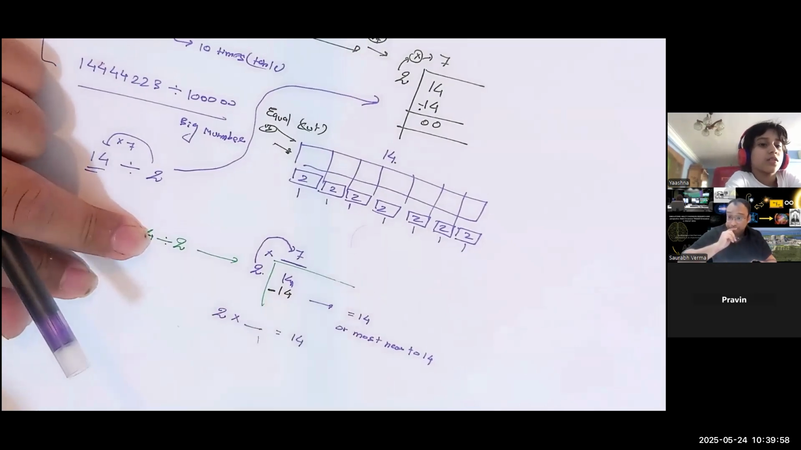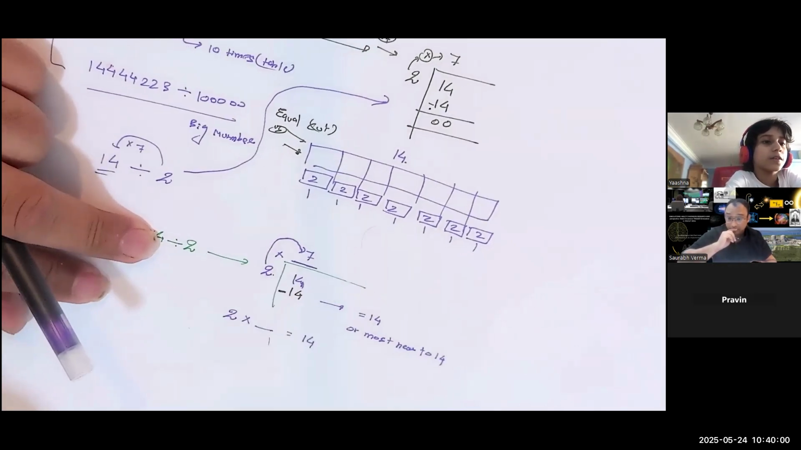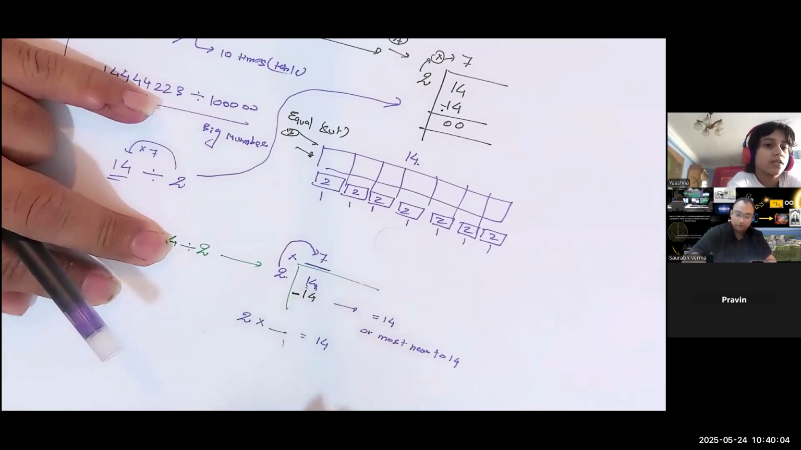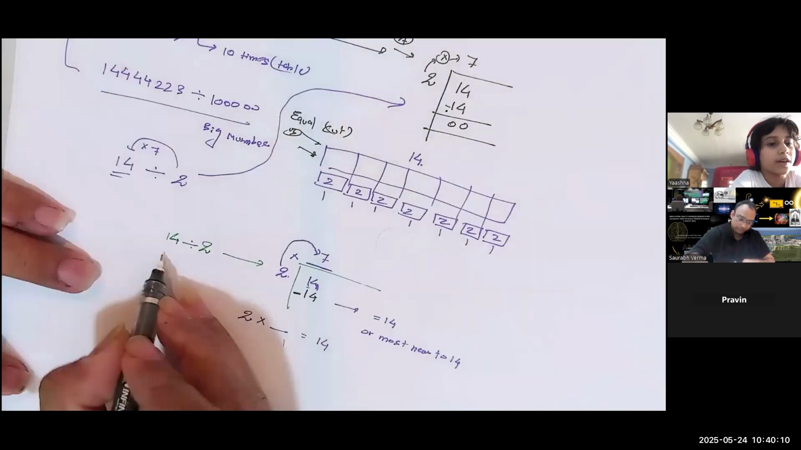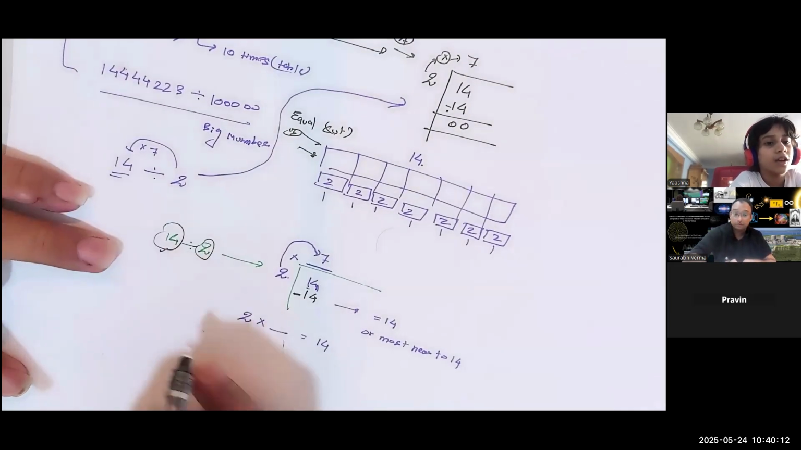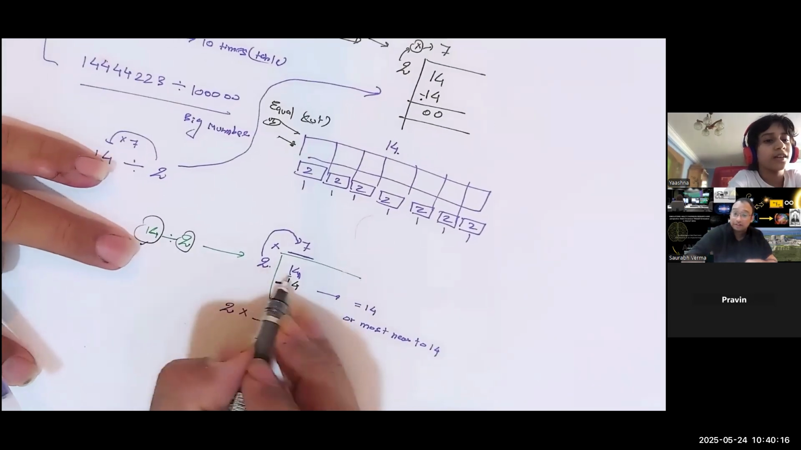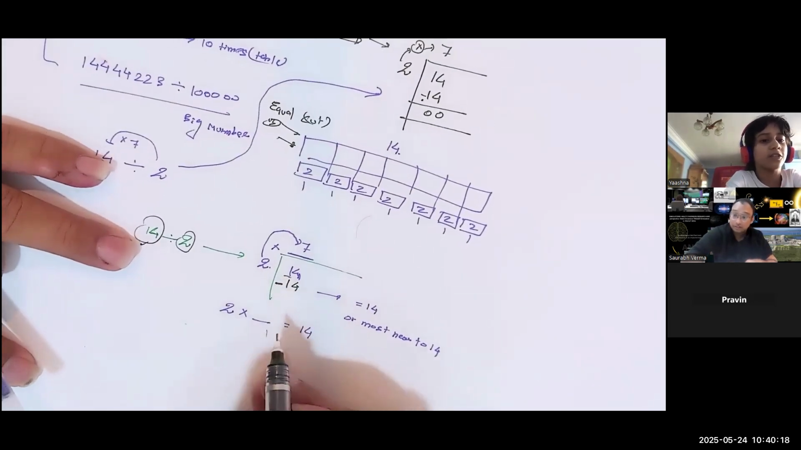But why minus? Because we already divided 14 into 2 parts. So 14 divided by 2: 2 times what equals 14? It is 7. So 7 times 2 is 14, and 14 minus 14 is 0.